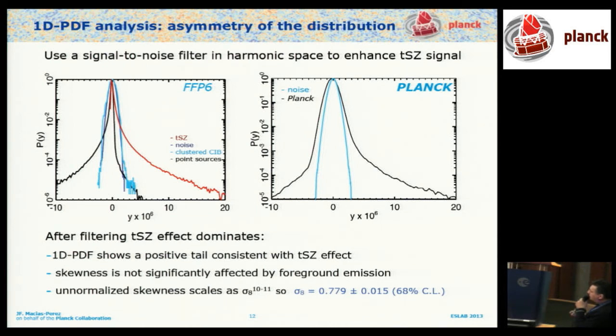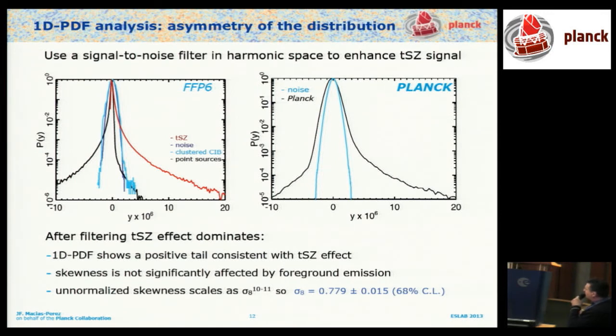And you can see that we have different components. The SZ signal shows up with a positive tail. We have radio sources which show up as negative tails, and CIB, cluster CIB and noise that show up as a kind of Gaussian component. So from this you can see that we are really dominated by the SZ signal here. If you look now at the one for the Planck map, it is shown in this figure here. So you can see we can recover the negative tail from the point sources, which is marginal.